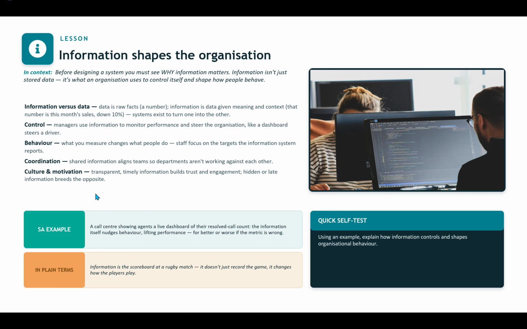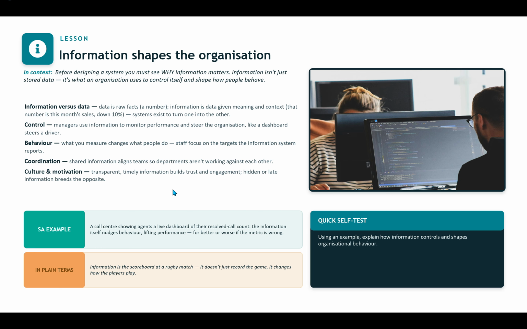Coordination then comes in with shared information that aligns teams, so departments are not working against each other. So we need to work as a team, and there has to be some cohesion between the two or more departments that we have. Then we have culture and motivation, which is transparent, timely information, then builds trust and engagement. Hidden or late information breeds the opposite. So once there's no transparency, obviously people will not be happy.